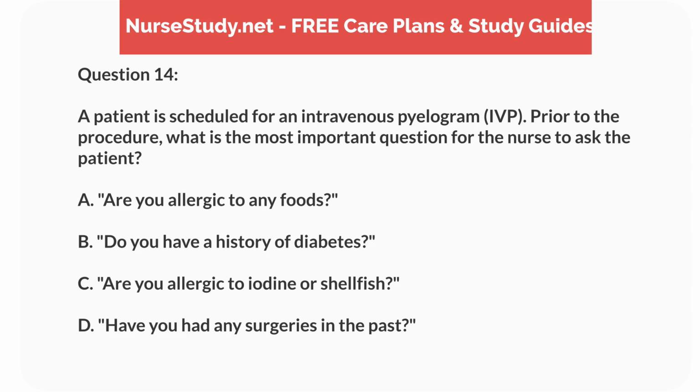Question 14. A patient is scheduled for an intravenous pyelogram (IVP). Prior to the procedure, what is the most important question for the nurse to ask the patient? A. Are you allergic to any foods? B. Do you have a history of diabetes? C. Are you allergic to iodine or shellfish? D. Have you had any surgeries in the past?